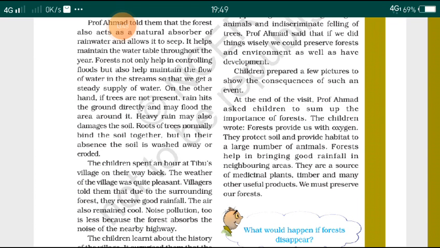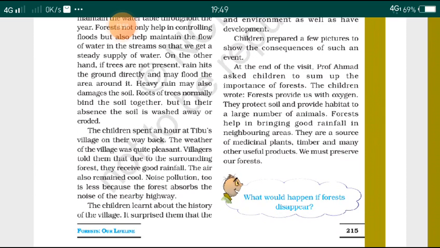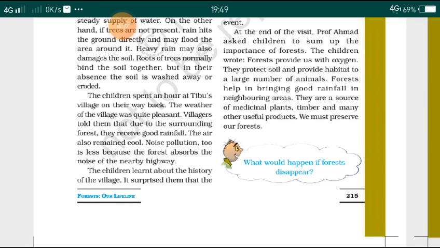फॉरेस्ट नहीं होते, सपोज ट्रीज नहीं होते तो डायरेक्टली जो है वो रेन है वो ग्राउंड पे जाता है ना, तो फ्लड आने की प्रोबेबिलिटी बढ़ जाती. Heavy rain may also damage the soil. Roots of the trees normally bind the soil together, but in their absence the soil is washed away or eroded.